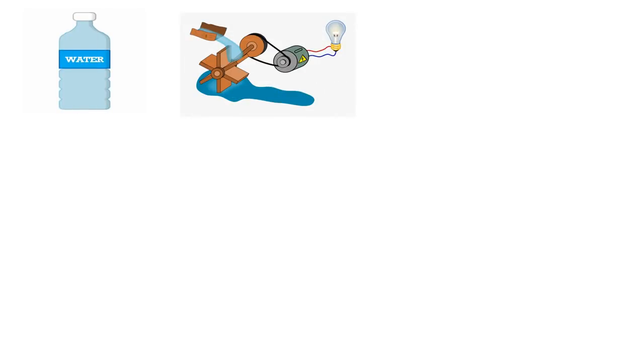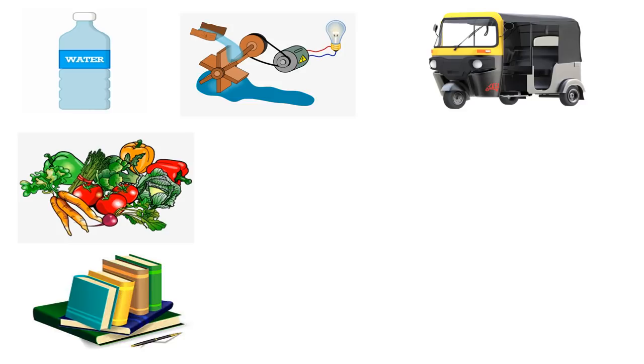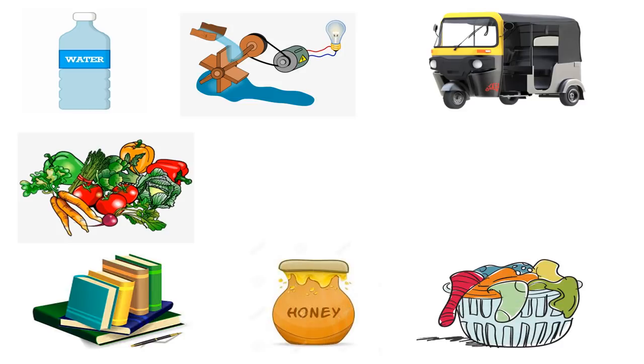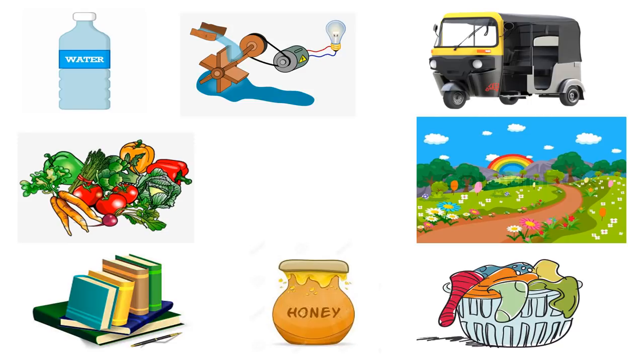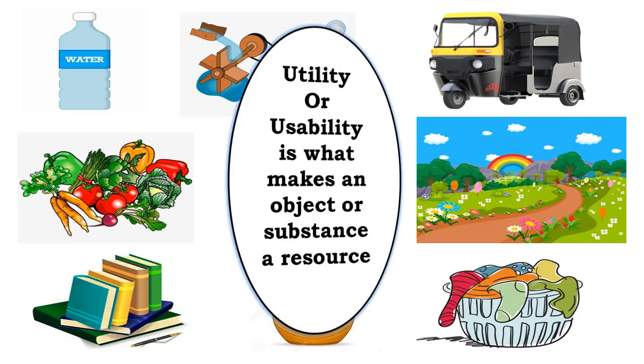I have listed a few items over here. Let's see. Water, electricity, auto rickshaw, vegetables, books, a bottle of honey, clothes. Yes, a natural landscape. Children, each and everything in this slide is a resource. And why are they called resources? Because these things have utility or usability. Yes, utility or usability is what makes an object or a substance a resource.